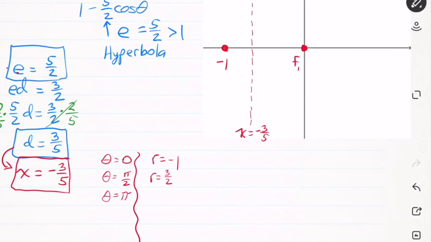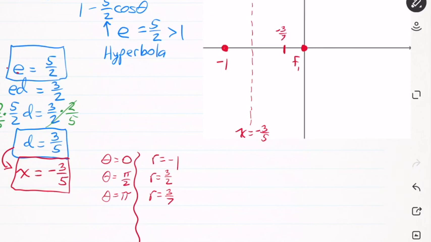So that's going to give me 3/7. So r will equal 3/7, which is a little bit off this focus. Remember, our angle's pointing in this direction. It's pi. So 3/7 is going to be here at negative 3/7 on the x-axis.